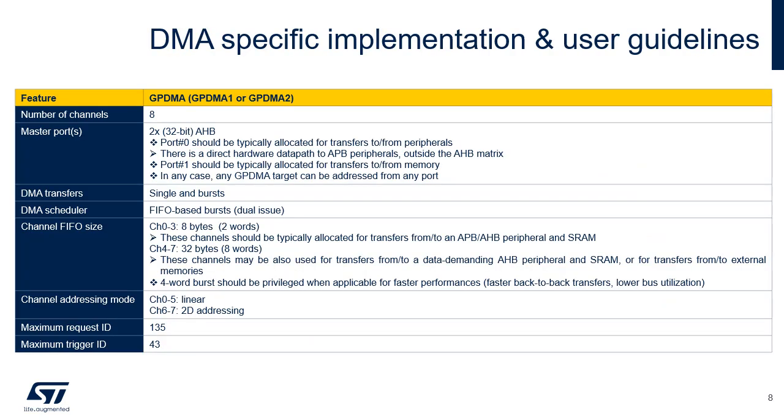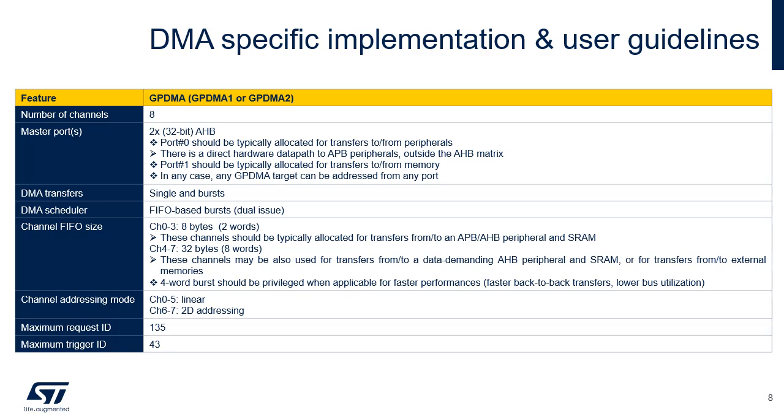This table describes the features of the GPDMA controller instances. GPDMA1 and GPDMA2 are identical with the same features. Each instance has 8 channels, providing for the DMA driver a total of 16 channels. The 2 master ports of the GPDMA should be used as follows.